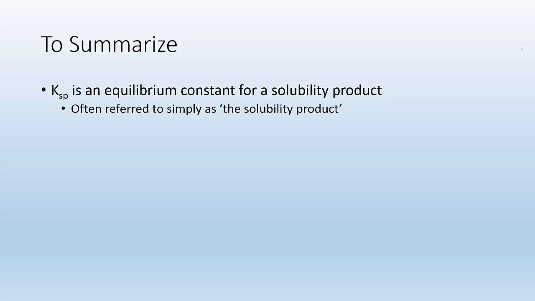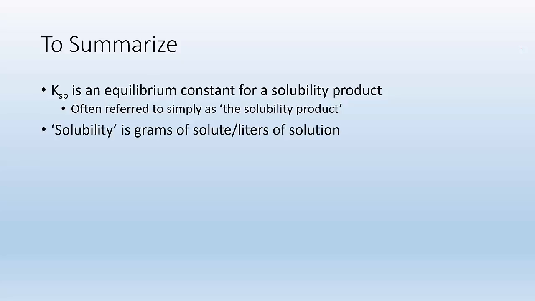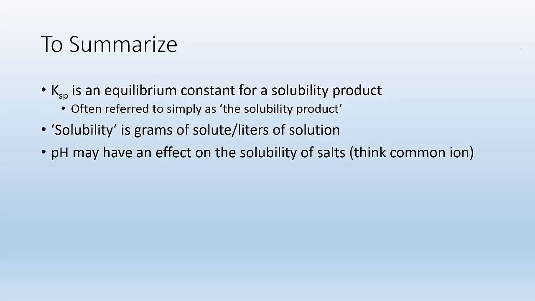So to summarize, KSP is an equilibrium constant for a solubility product. It's often referred to simply as the solubility product. Solubility is in grams per liter of solution as opposed to molarity. And pH may have an effect on the solubility of salts. Think common ion effect. All right.